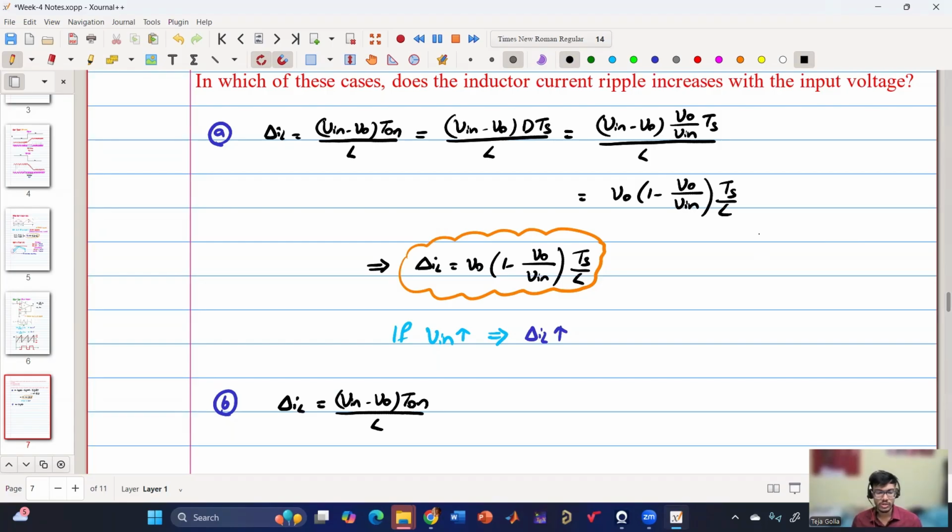So now here you tell me whether my ripple increases if V in increases or it decreases. Yes, if my V in increases, then my delta L increases.